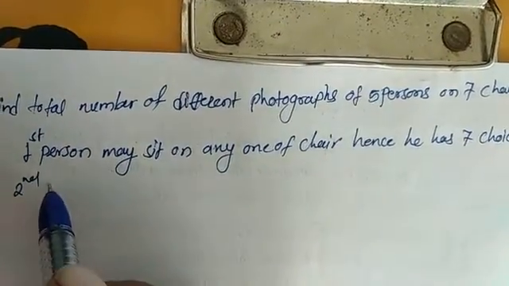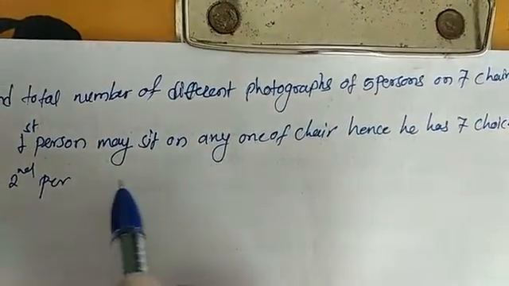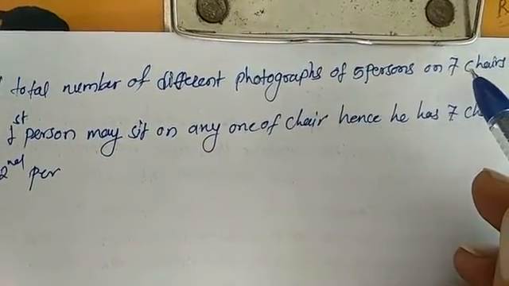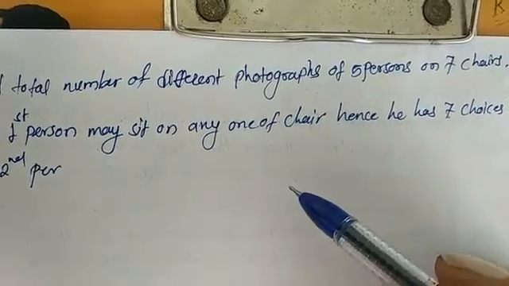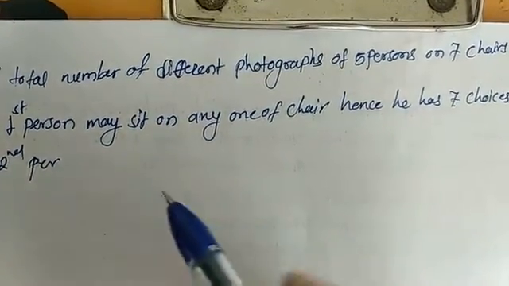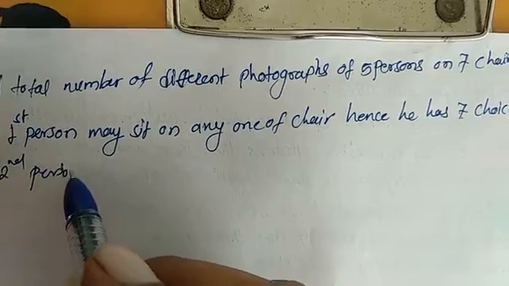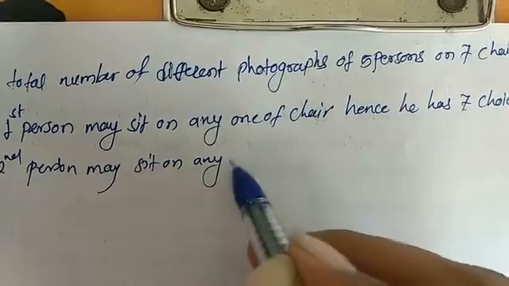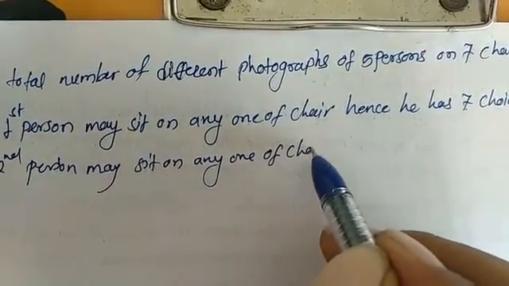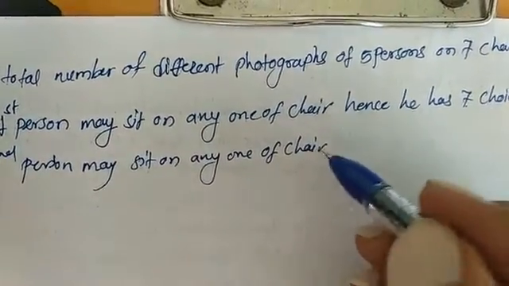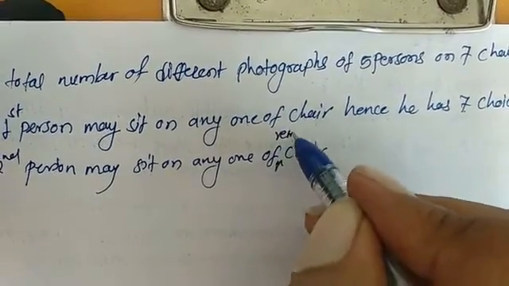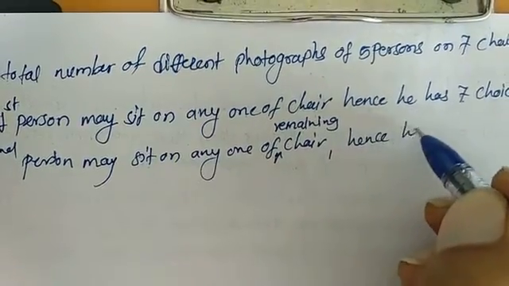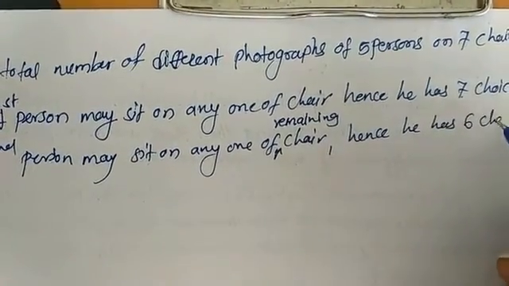Here, if the first person is sitting on one chair, then for the second person there will remain 6 choices. So the second person may sit on any one of the remaining chairs, hence he has 6 choices.